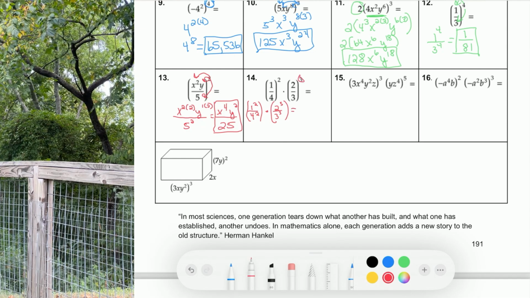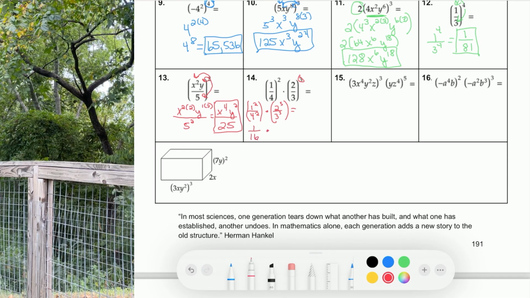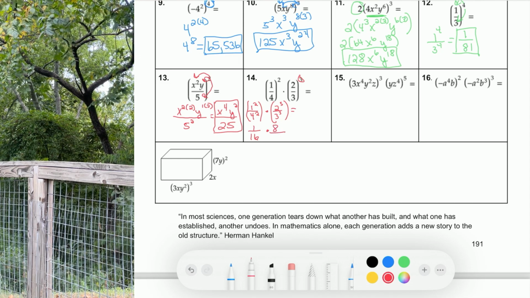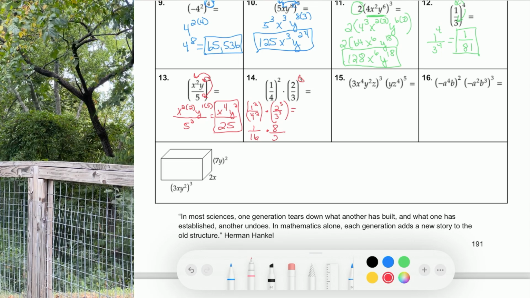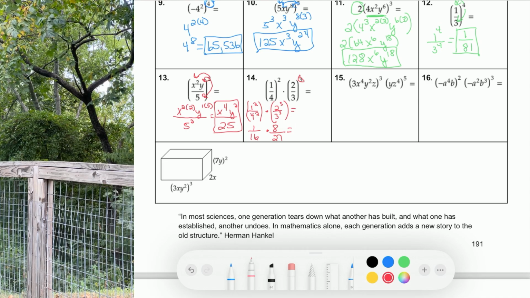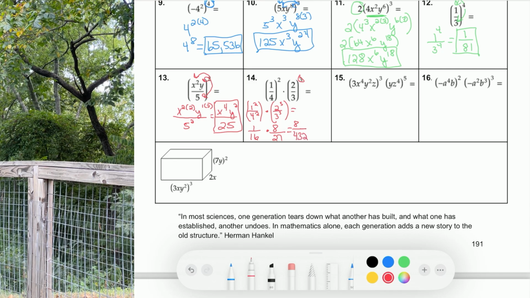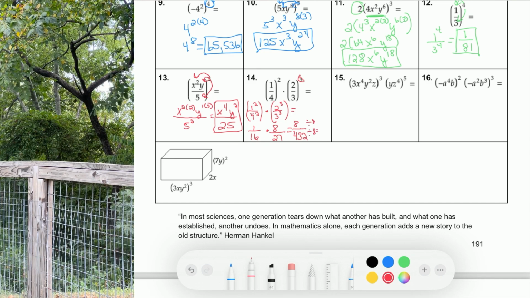1 squared is just 1. 4 squared is 16. 2 to the power of 3 is 2 times 2 is 4 times 2 again is 8. 3 to the power of 3. 3 times 3 is 9 times 3 is 27. Now I can actually multiply my fractions. So 1 times 8 is 8. 16 times 27 is 432. I'm going to reduce both these numbers by 8, actually. 8 will go into both of them. And I get 1 over 54 for my answer.